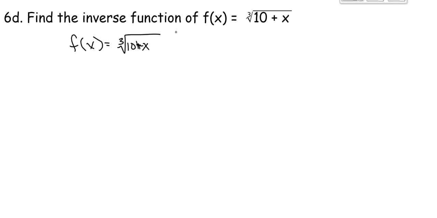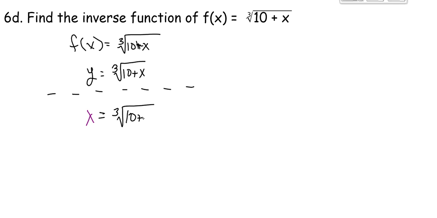I'm going to go through that same process. y equals the cube root of 10 plus x. Draw my dashed line. Now I'm going to replace the y with x, so x equals the cube root of 10 plus y. I'm going to cube each side this time.